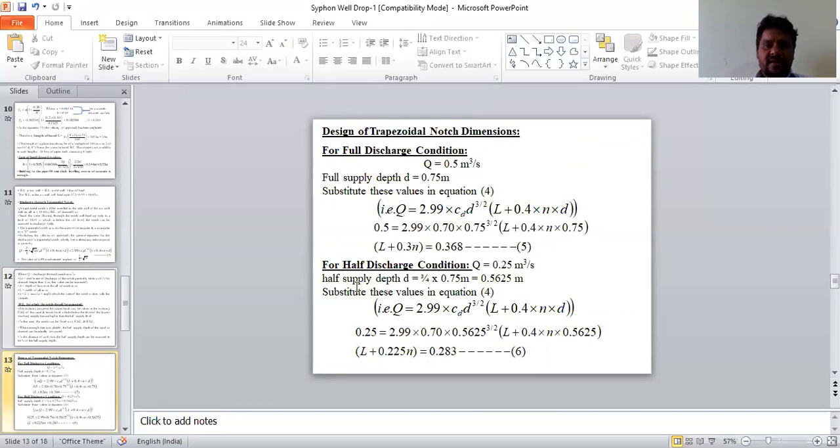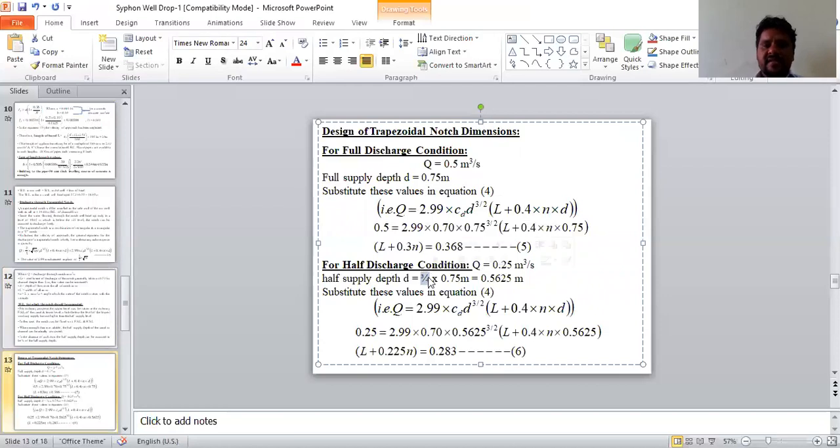So this is equation 5. And for the half discharge condition, again you have to make the discharge by 2, right? 0.5 by 2 is 0.25. So this is the full supply depth. This is the trapezoidal notch. You might have studied full supply, half supply, quarter supply, right? So this is full supply. When it meets the 3 by 4th condition, then only you will get half discharge, right?